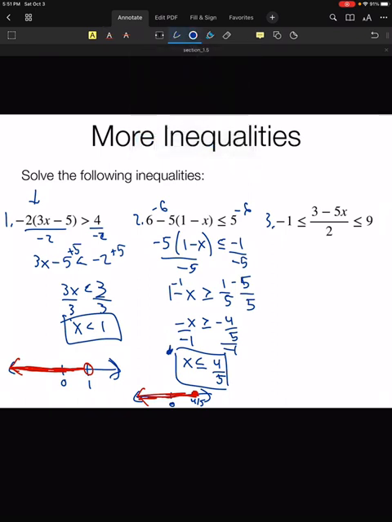So you multiply by 2 to every part of it, okay? So that gets rid of that 2, and then we have negative 2 is less than or equal to 3 minus 5x, which is less than or equal to 18. Okay, I subtract 3 from all sides. I get negative 5 is less than or equal to negative 5x, which is less than or equal to 15.